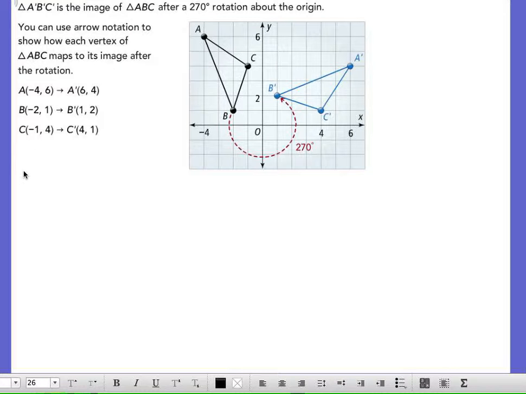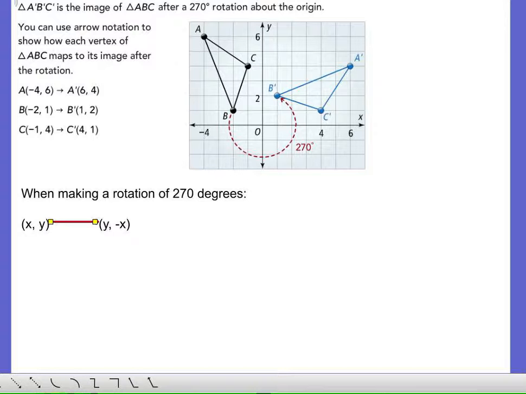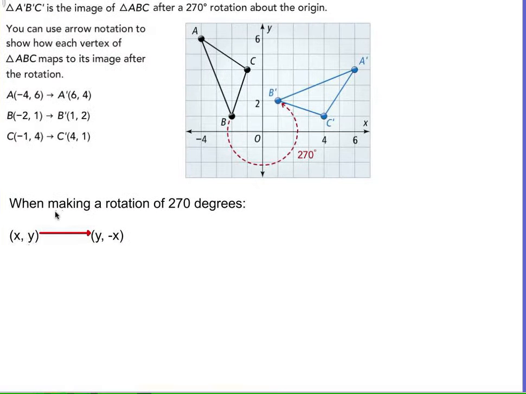Can you tell what has happened? As you can see, whenever we make a rotation of 270 degrees, points X and Y switch places. So Y becomes the X coordinate, X becomes the Y coordinate. In addition, the X coordinate changes signs. So if X was positive, it becomes negative, such as in point B. And point C, where X is negative, it becomes positive.